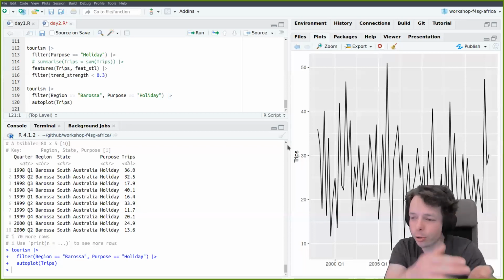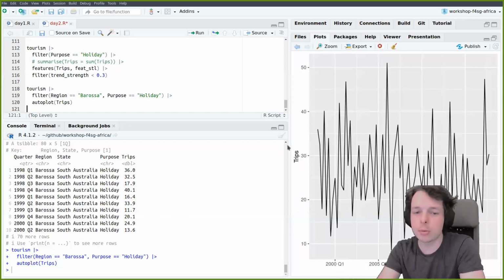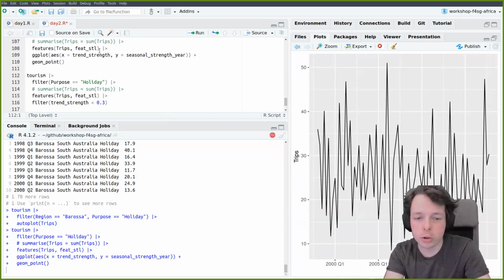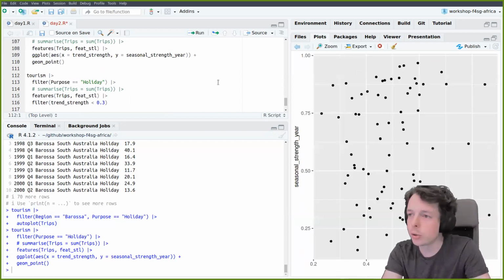Now, I could go through all 76 time series and look at them and make this judgment, but that will take a lot of time. So it's really useful to be able to look at all of the trends and seasonalities at once using features. Gives me an overview of the patterns that I have in the data.